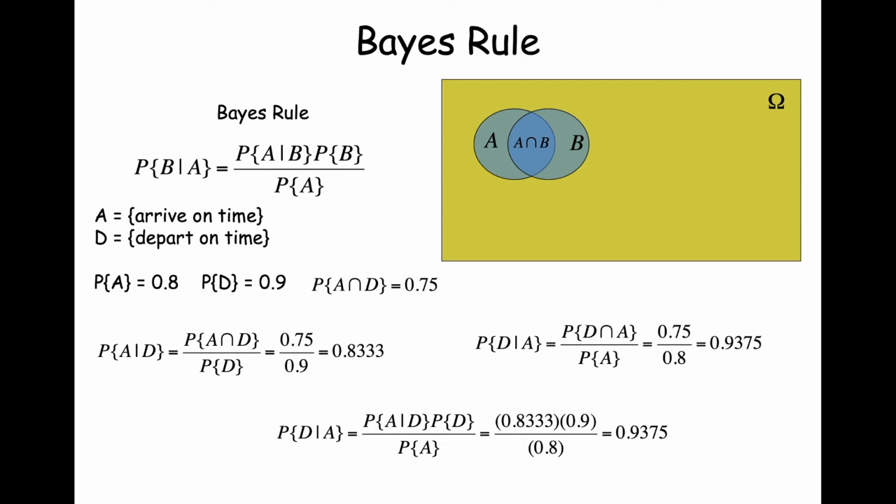And so we did this Bayes' rule and gave an example of Bayes' rule using airplane arrivals and departures, and we showed that we could arrive upon the same result for the probability of D given A, whether we did it directly using the conditional probability definition, or if we did it through Bayes' rule, we get the same 93.75% probability.